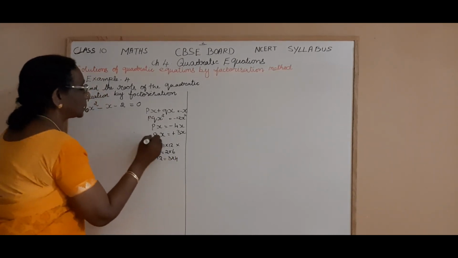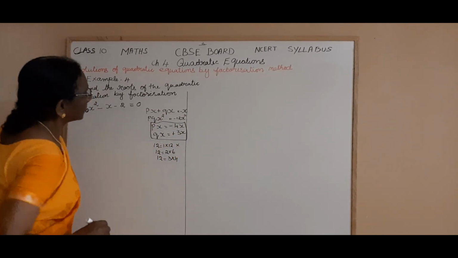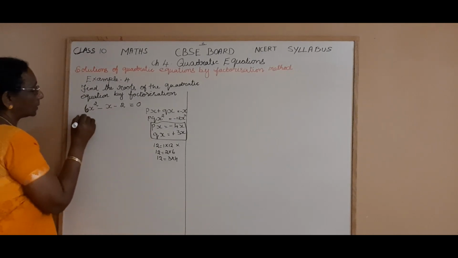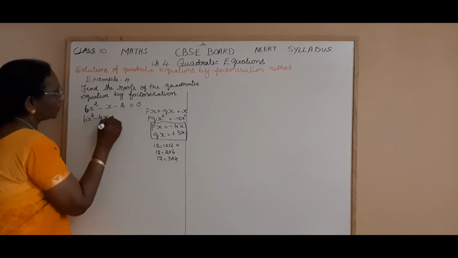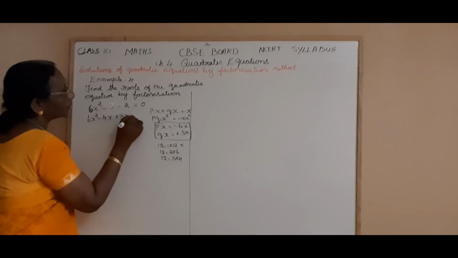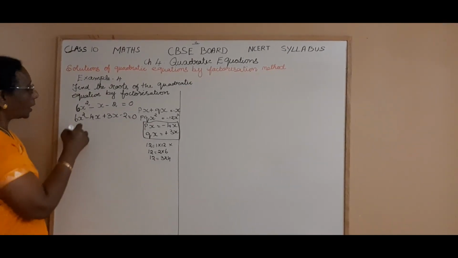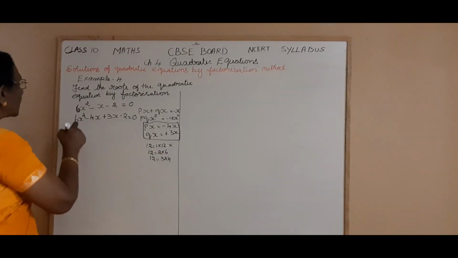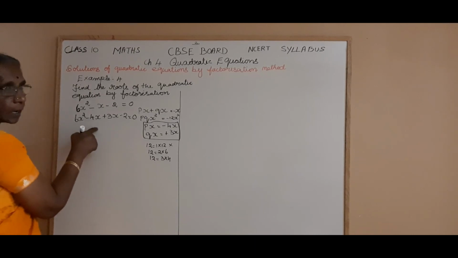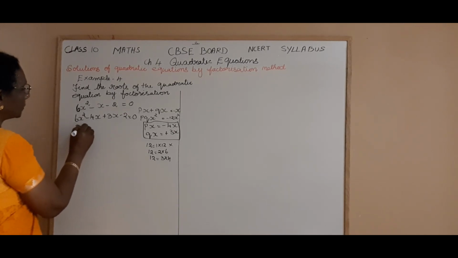Okay. Now let us replace this value instead of minus x. Okay. So here 6x square minus 4x plus 3x minus 2 equals 0. Isn't it? Now you group two terms. So what is the numerical common factor here? 6 and 4. The common factor is 2. So 2x you take outside.